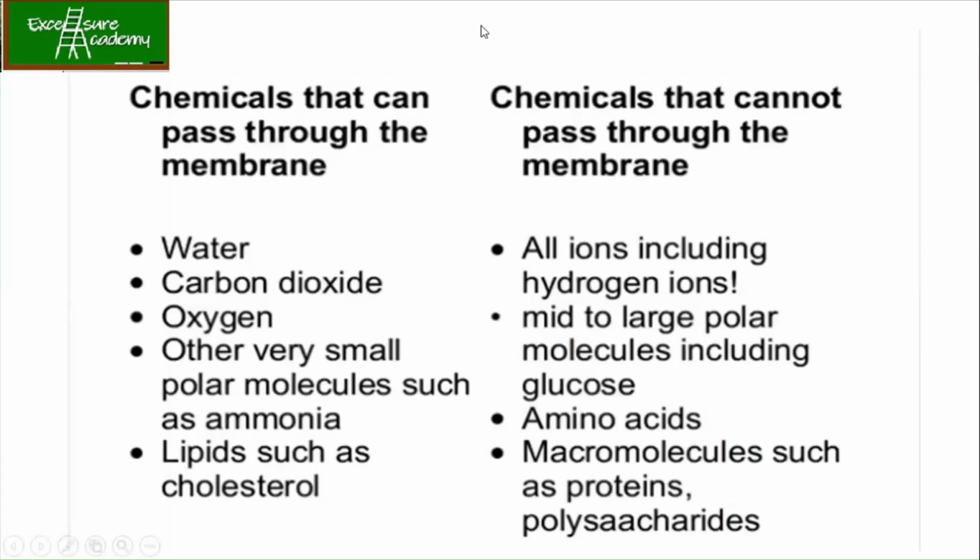Now, for example, this table lists the molecules which the membrane will allow and which it cannot pass through. Water, yes, carbon dioxide, oxygen, and other small polar molecules such as ammonia, and lipids such as cholesterol. These are the molecules which can pass through the membrane easily. They don't need any carrier proteins or any channel.